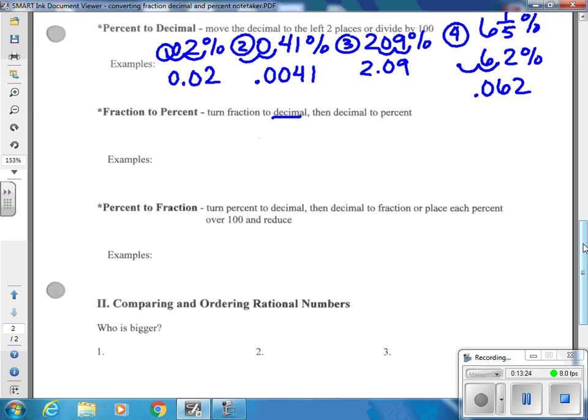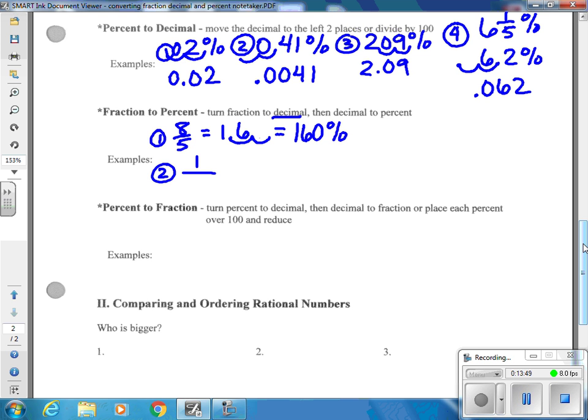So if we're going from fraction to percent, let's start with 8/5. We want to turn that to a decimal, so 8 divided by 5 is going to give us 1.6. And then to make a decimal into a percent, we're going to move it 2 places to the right, which gives us 160%. So our final answer is 160%, but you had to go through the decimal to get there.